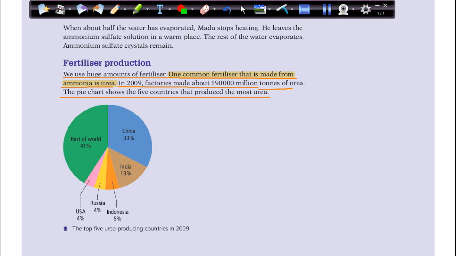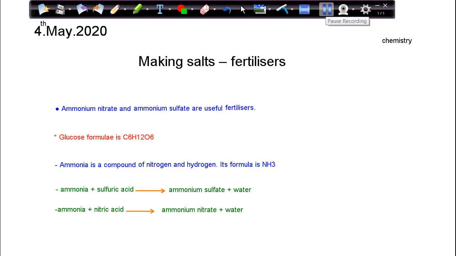So now let's go to the summary of the lesson and see what we have. Making salts, fertilizers. Ammonium nitrate and ammonium sulfate are useful fertilizers. And we said glucose formula is C6H12O6. Ammonia is a compound of nitrogen and hydrogen. Its formula is NH3. Ammonia plus sulfuric acid gives ammonium sulfate plus water, and ammonia plus nitric acid gives us ammonium nitrate plus water. So this was all about making salts or fertilizers.